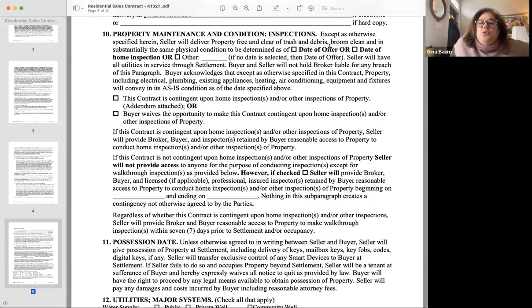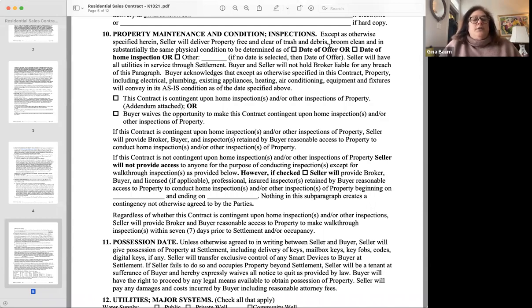So basically, you are making this contract and it's based on the date of the offer or the date of the home inspection. Why you might choose the date of the home inspection. The home inspection will give you a conclusive written document of the condition of the property at the time. So if the home inspection says, I have it in writing that the refrigerator was working and I get to the walkthrough and the refrigerator isn't working, that is not in substantially the same physical condition. So the seller would be required to make that repair. Okay, so that's why you might want to do the date of home inspection.